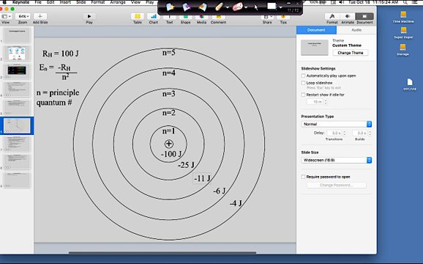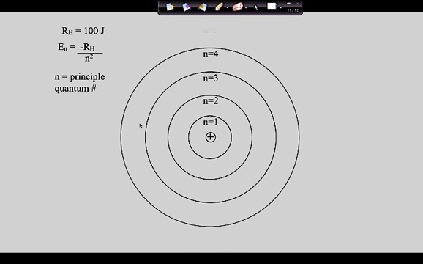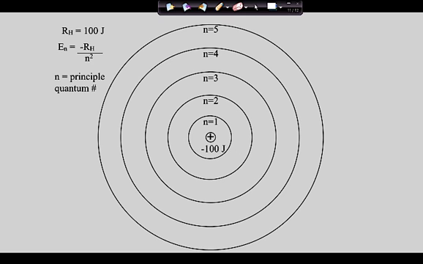All right, so here we go. Now, energy level 4. Energy level 4 would be negative 100 divided by 4 squared, which is 16. I'm going to call that close enough to negative 6. And then finally, energy level 5: negative 100 divided by 25, and that would be negative 4. You good with the math?